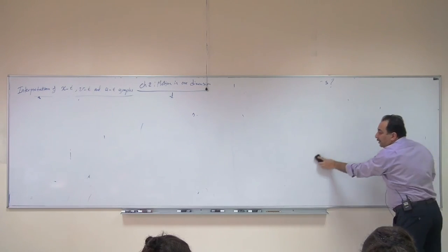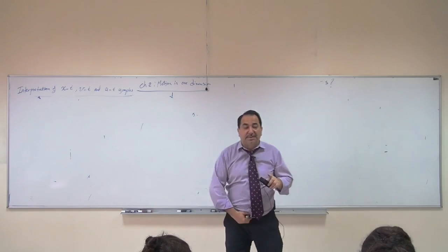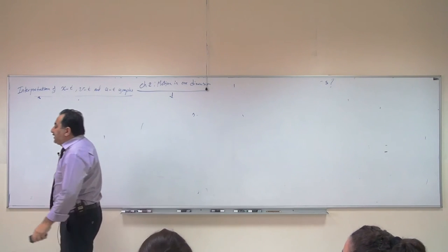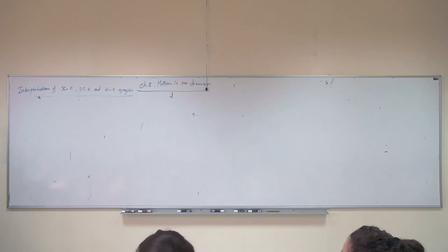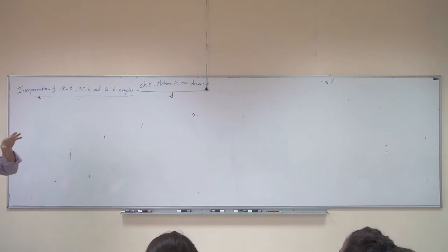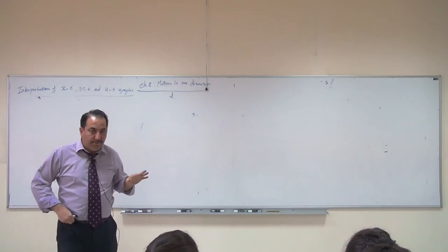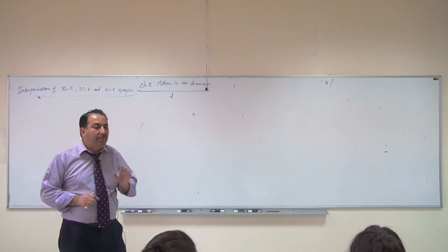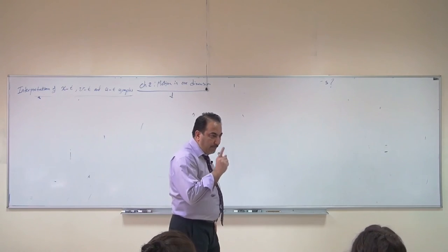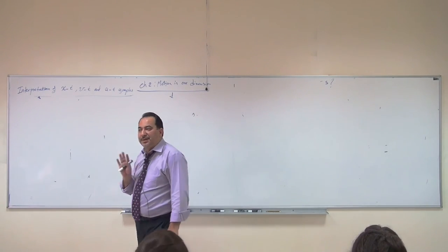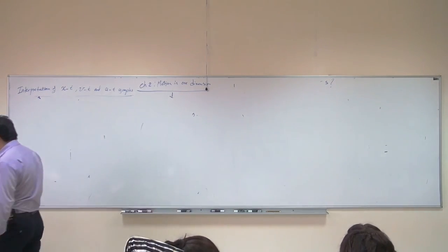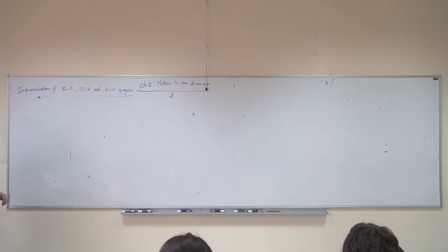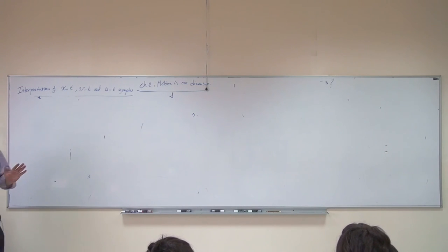Now, before I forget, it's something very important. If you have an XT graph, the area under the graph of XT doesn't mean anything in physics. So do not calculate the area under the graph of position time. I don't want to see this mistake. In a graph of position time, the area under the graph means nothing in physics.